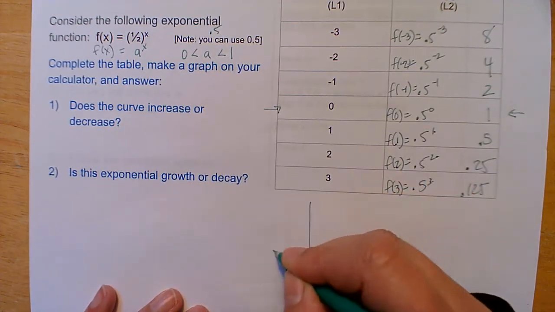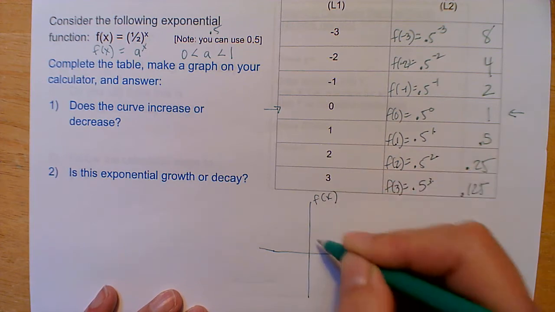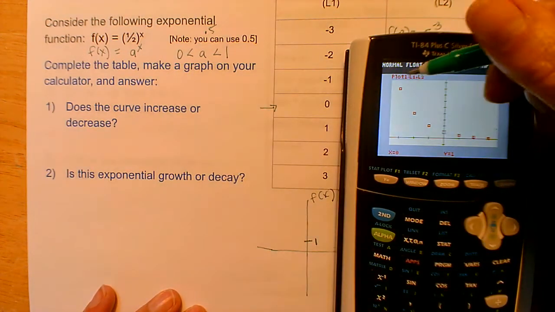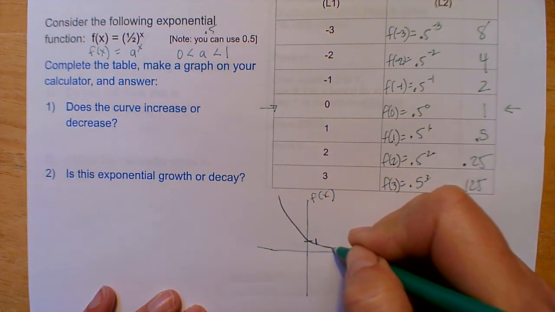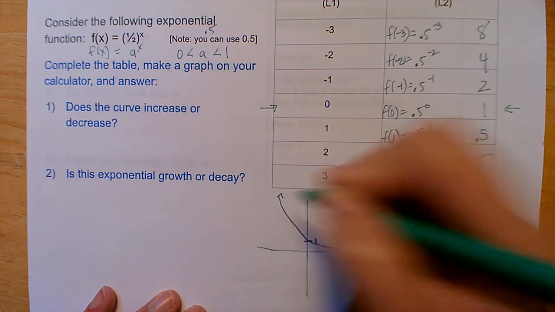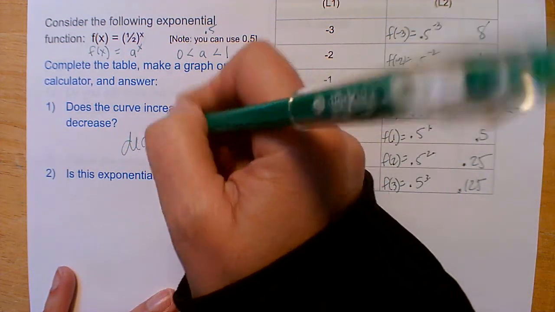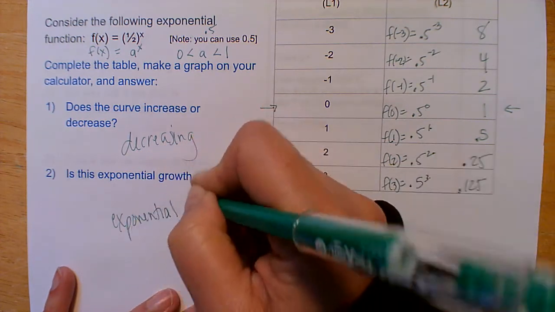So when we're making our graph, x, f of x, and so here is that 1, and instead of increasing, we are now decreasing. So we're going to come in, cross at 1, and just keep decreasing. Okay, so it is decreasing. When you're decreasing, you have exponential decay.